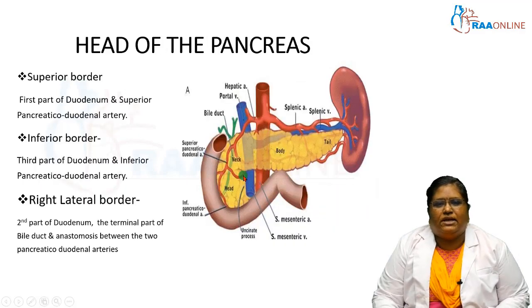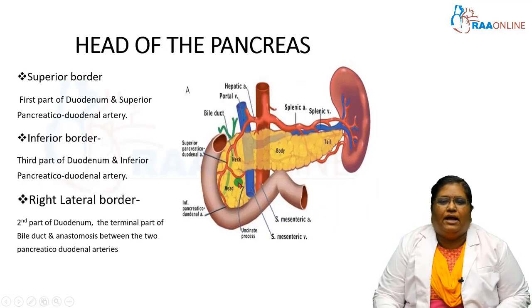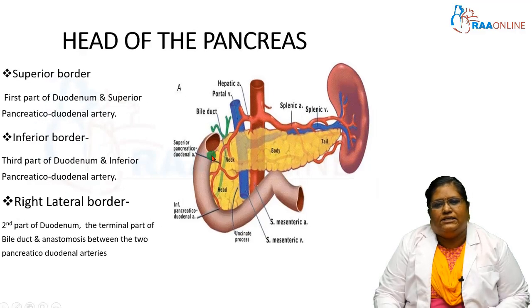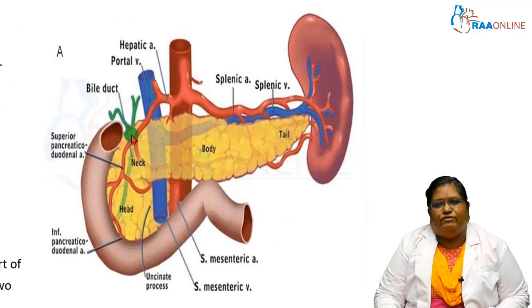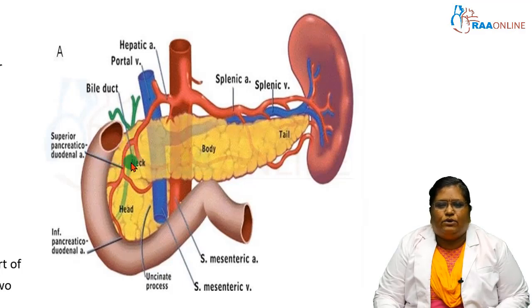So now we'll look at the borders of the head of the pancreas. We have the superior border, which is related to the first part of the duodenum and the superior pancreatico-duodenal artery. So this is the superior border. It is related to the duodenum. This is the first part of the duodenum and this is the superior pancreatico-duodenal artery.